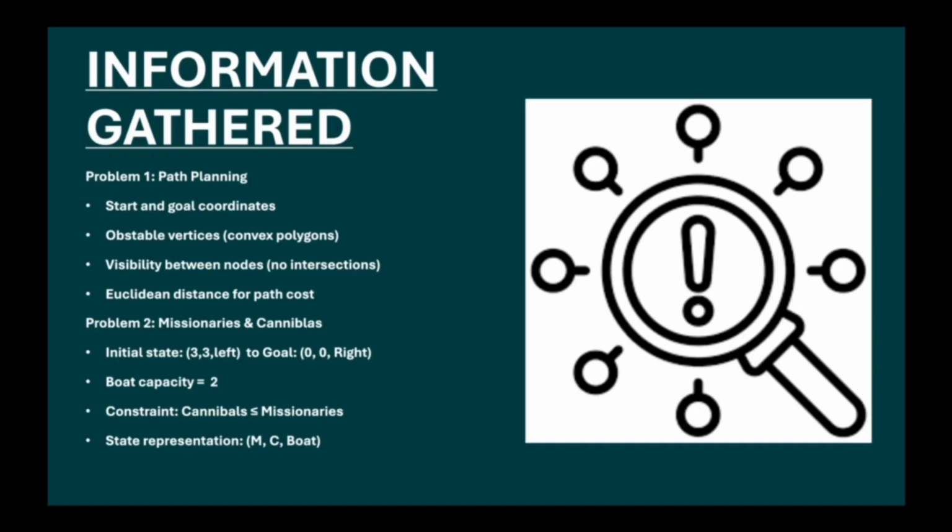For the missionaries and cannibals problem, we defined the initial and goal states, the boat capacity, and the main constraint that cannibals cannot outnumber missionaries unless there are no missionaries present. We also used a state representation that tracks the number of missionaries, cannibals, and the position of the boat. Finally, for both problems, we defined the state space, possible actions, and the rules for valid transitions to ensure the search algorithm works correctly.